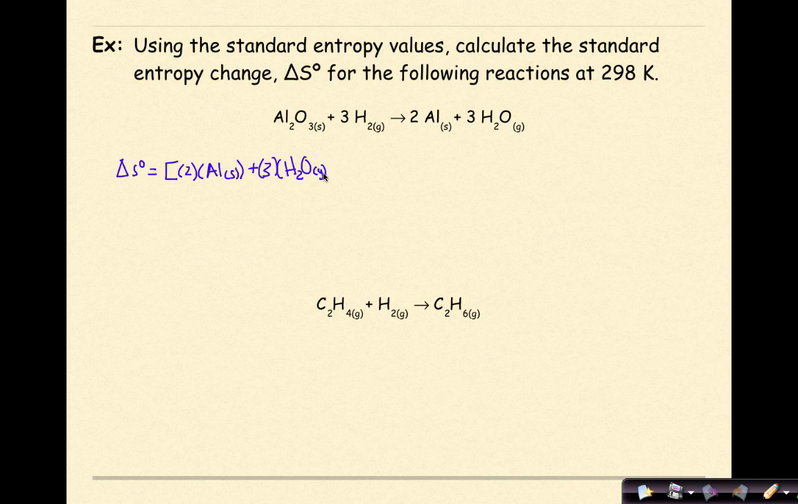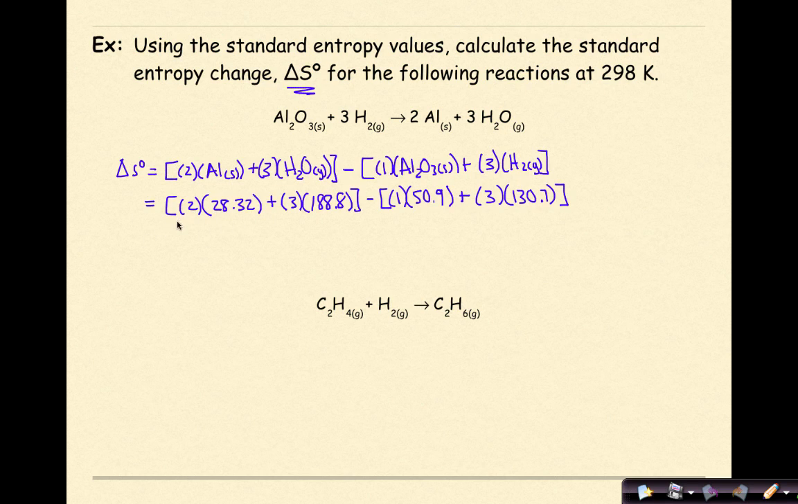And we want to make sure that we pay really close attention to those states of matter here because there are going to be different entropy values for different states. Minus the sum of the reactants. So I'm going to have 1 mole of Al2O3 as a solid plus 3 moles of hydrogen gas. Now the next thing I'm going to do is go to the tables that are in the back of my textbook and look up the entropy values associated with each one of these products and reactants and fill them in.